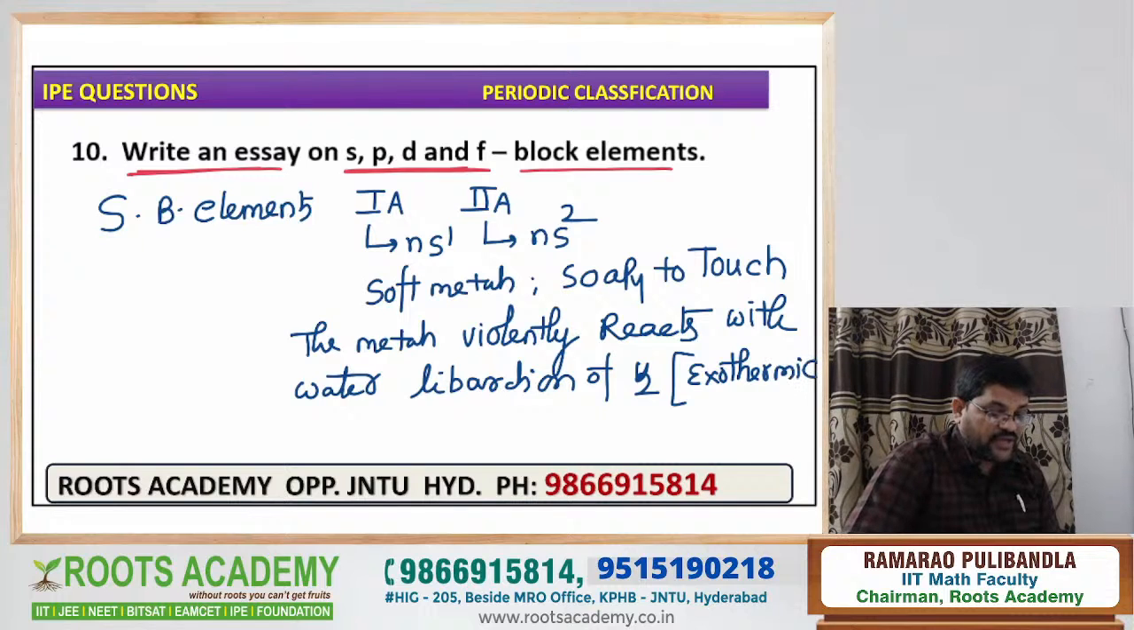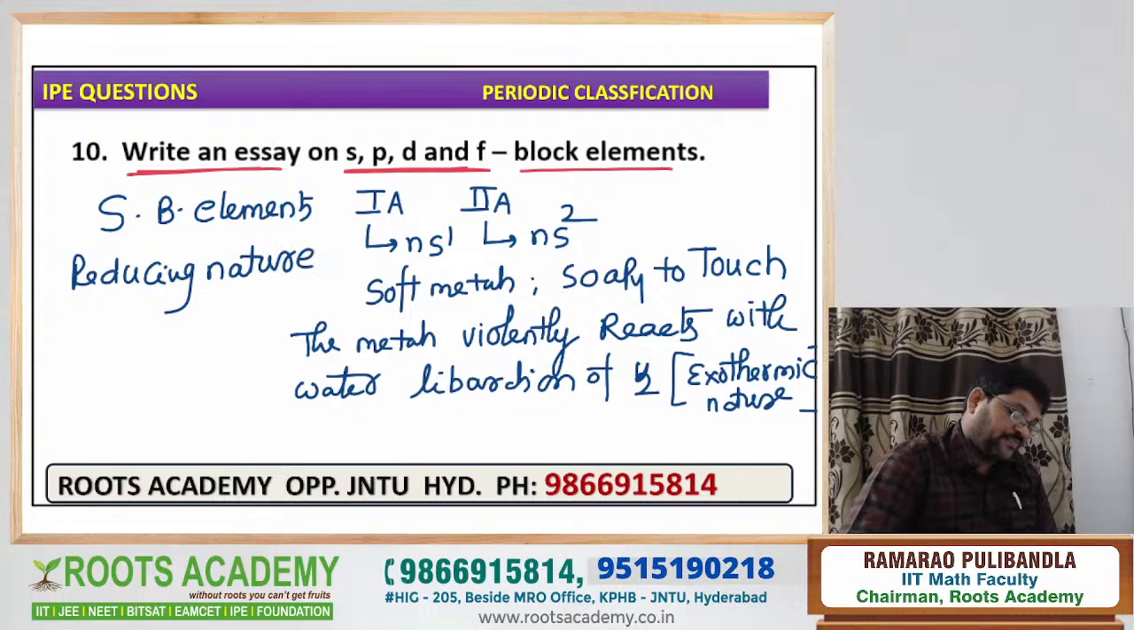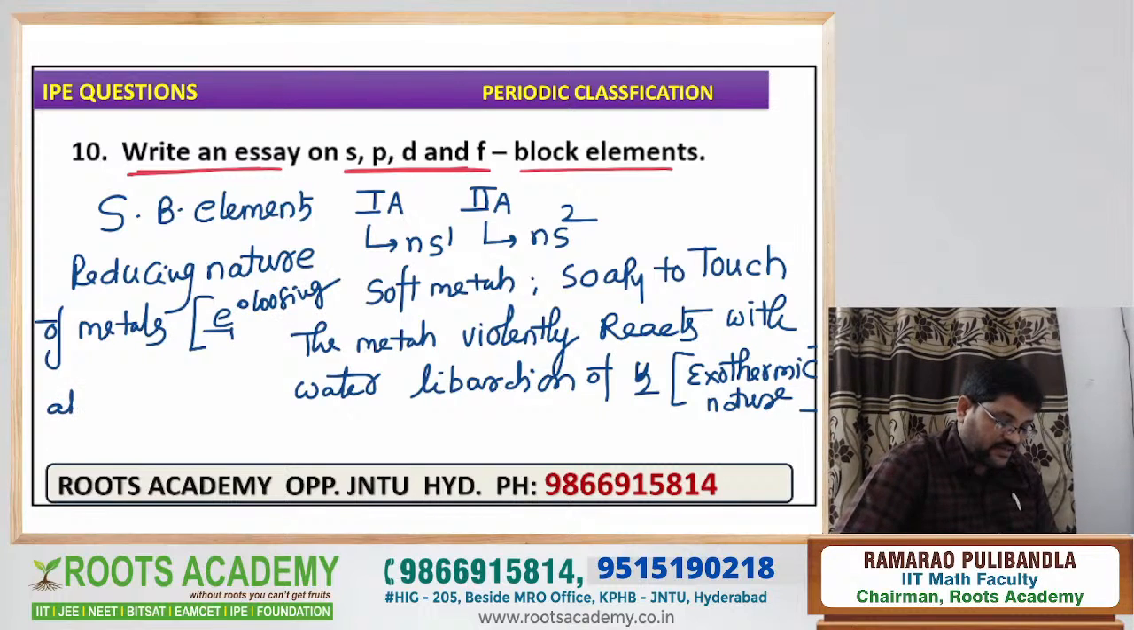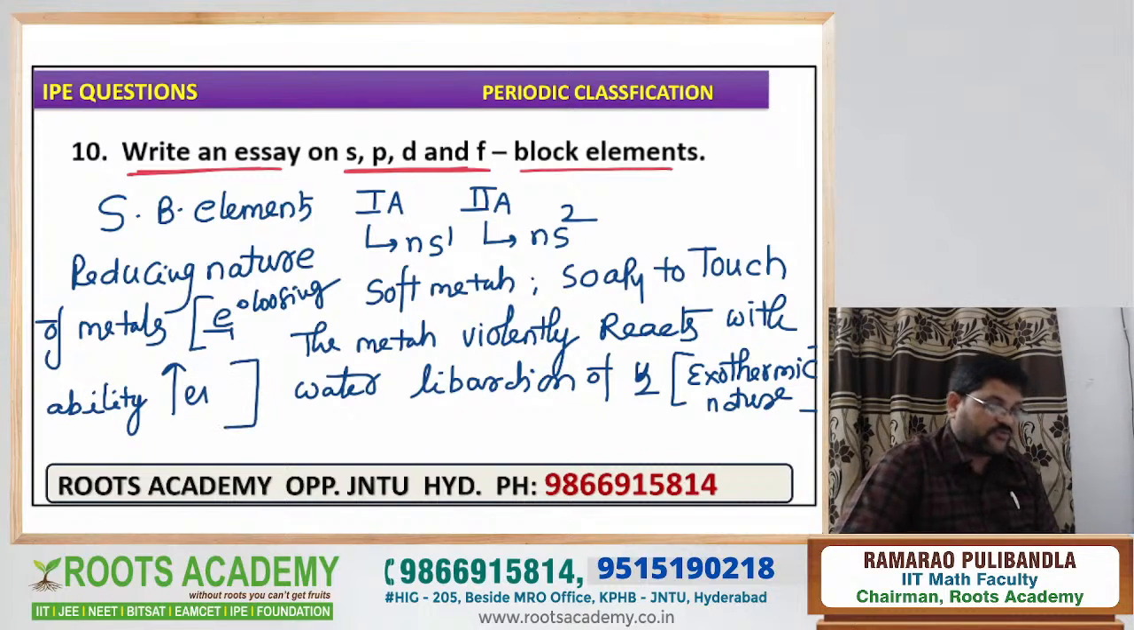This is an exothermic nature. What is the meaning of exothermic nature? An amount of heat is liberated. Now, down the group in S block elements, the reducing nature of the metals increases. What is the meaning of reducing nature of metals? Electron losing ability. Electron losing ability increases. That is the meaning of reducing nature.